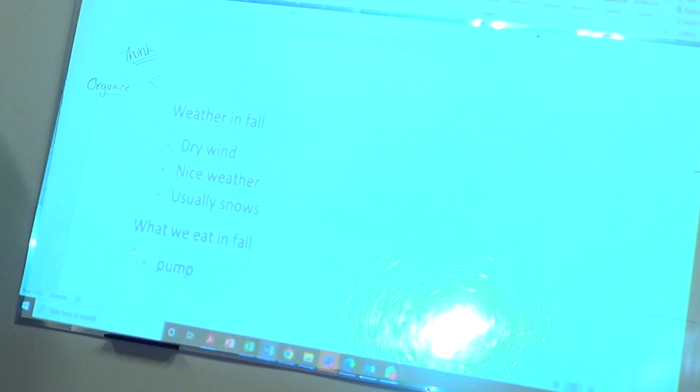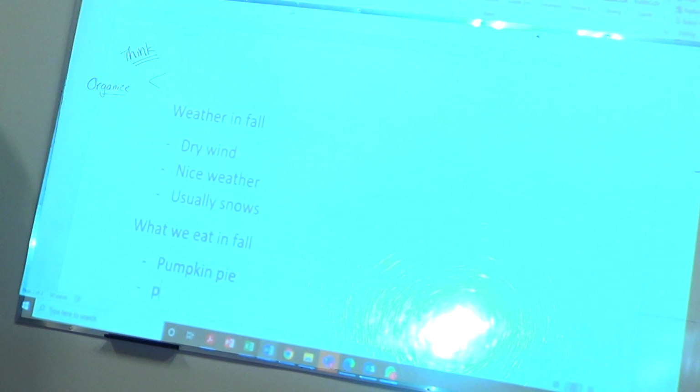Pumpkin pie. Stuffing. Okay, but now are we talking about fall or are we talking about Thanksgiving? See? This is why we organize. First we started, we're going to write about fall, and now all of a sudden we're writing about Thanksgiving. Okay, so what we eat in fall, maybe we eat pumpkin pie, but start thinking about what are some things you harvest from your garden that you eat in fall?